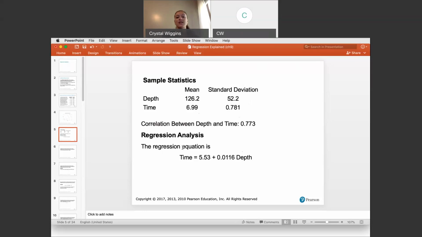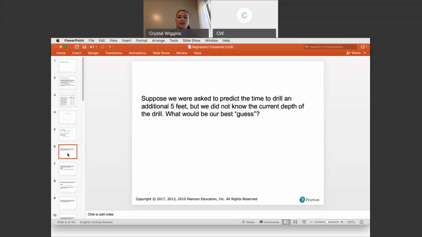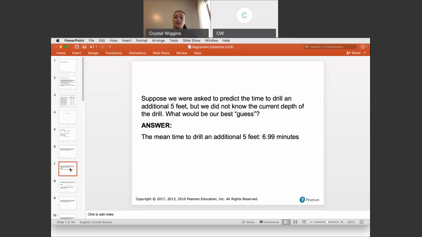Regression analysis. If we take a look at the regression equation, you would have your intercept plus the slope of the line times the input depth, which gives us the time. Suppose we were asked to predict the time to drill an additional 5 feet, but we did not know the current depth of the drill. What would be our best guess? Our best guess would be 6.99 minutes, because that was the mean drill time for the additional 5 feet. Without knowing exactly how deep we are starting, we would guess the average.